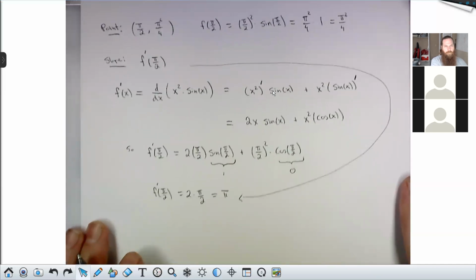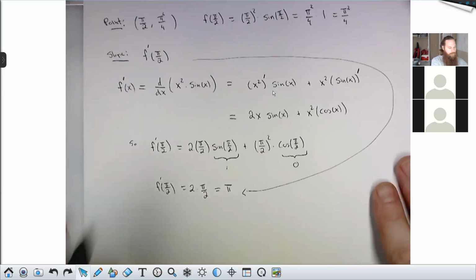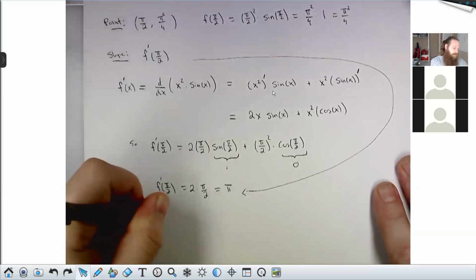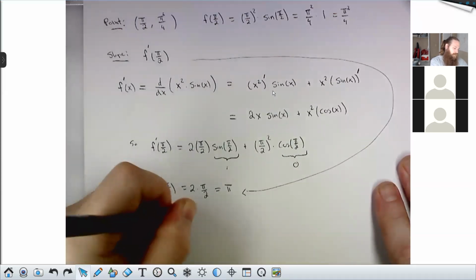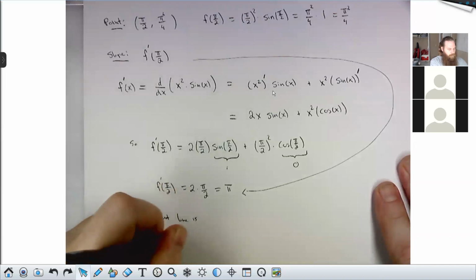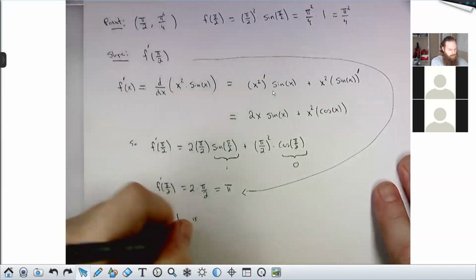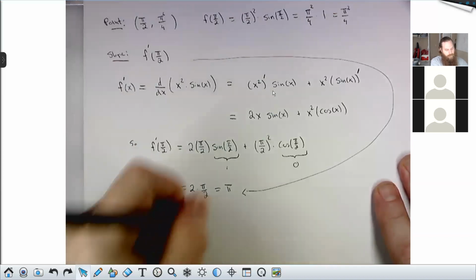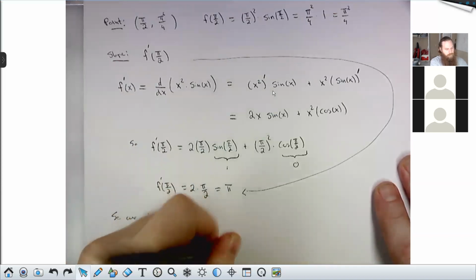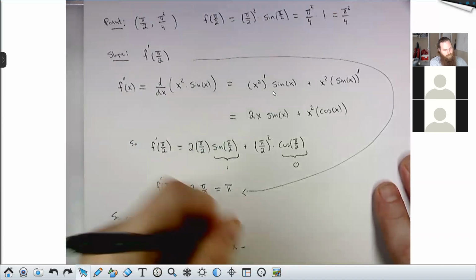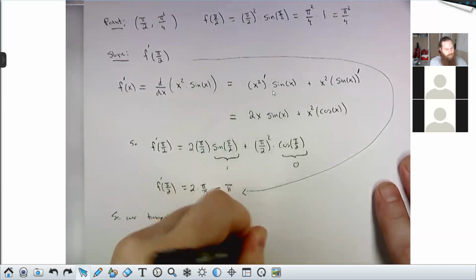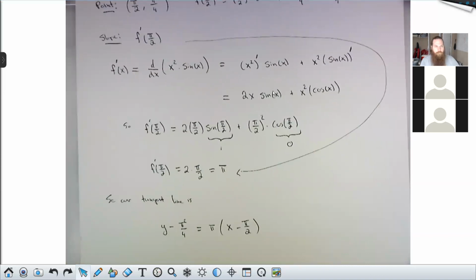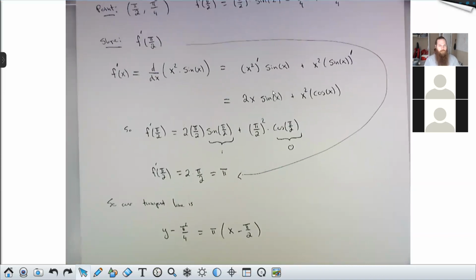So now I've got my point and I've got my slope. So our tangent line is y minus y0, which is pi squared over 4, equals m, which is pi, times x minus x0, which is pi over 2. Not too bad, right?